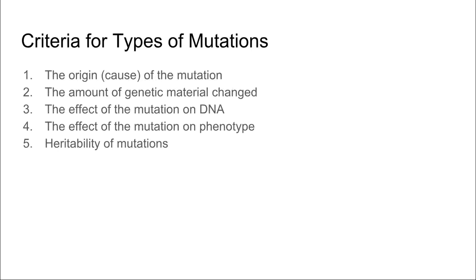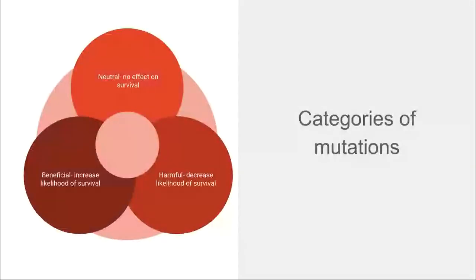When we're trying to work out what type of mutation is happening in our DNA, we have these five questions we need to ask. Once we have our answers to these, we can determine the type of mutation which we're observing. So we need to know the cause of the mutation, how much has changed in the genetic material, the effect on DNA, the effect on the phenotype, and whether these mutations are heritable. Mutations can fit into one of three categories: they can be neutral and have no effect on survival, they can be harmful and decrease the likelihood of survival, or they can be beneficial and increase the likelihood of survival.